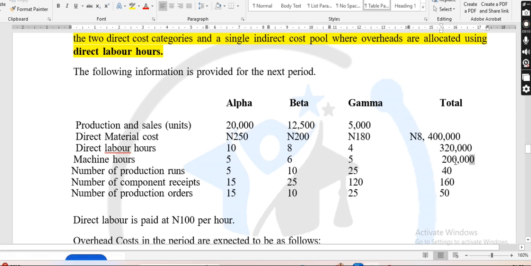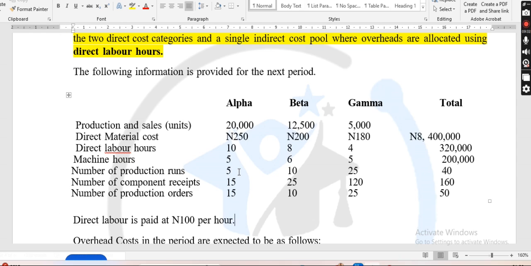And this is the total hours. Now you can see the drivers, the number of production runs. You can see that it changes based on the unit. It's different from each other. You can see that this one is 15, 25, 120, right?